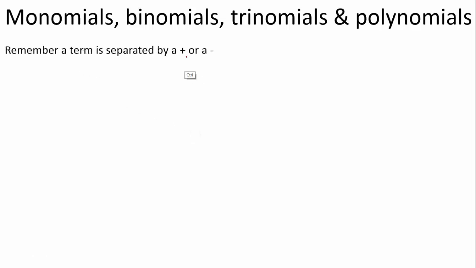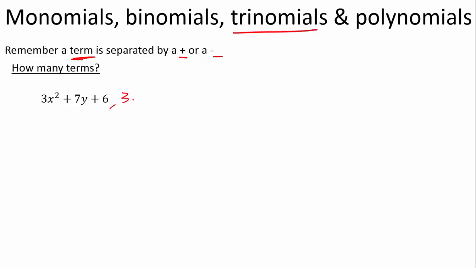Remember, a term is separated by a plus or a minus. Don't forget that. That's important about terms. So how many terms are in the following? 3x squared plus 7y plus 6. There are 3 terms here. There's 3 pluses. This means it is a trinomial. So there's 3 terms. How many are here?